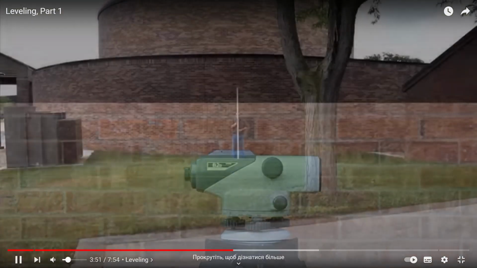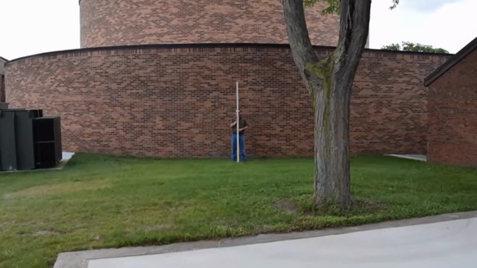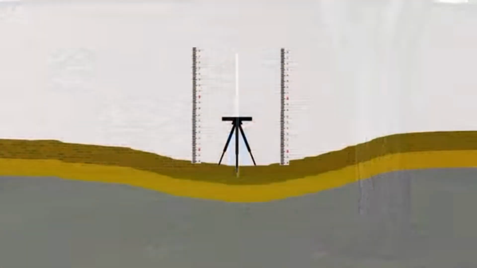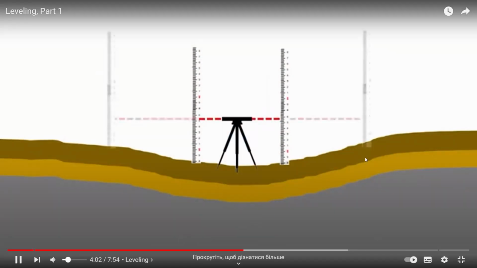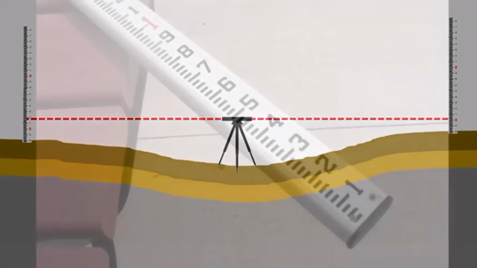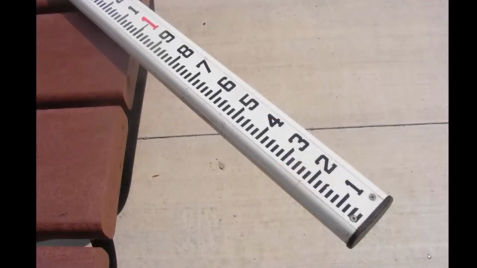Because the optical level is telescopic, you can see farther. If you can see farther, then the distance between your measurement locations can grow. To measure elevation difference with an optical level, we also need a level rod.